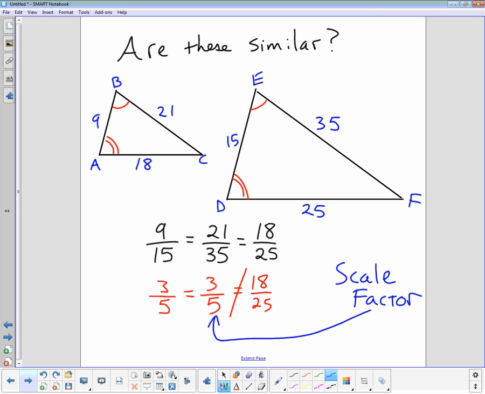Please don't break my calculator. Sorry. Okay, that's how you find the scale factor. You take 2 objects, as long as they correspond to each other, and you divide them. And that'll give you your scale factor. And if all of your scale factors are the same, then the triangles are similar. If any one of them is wrong, forget it. Fails.